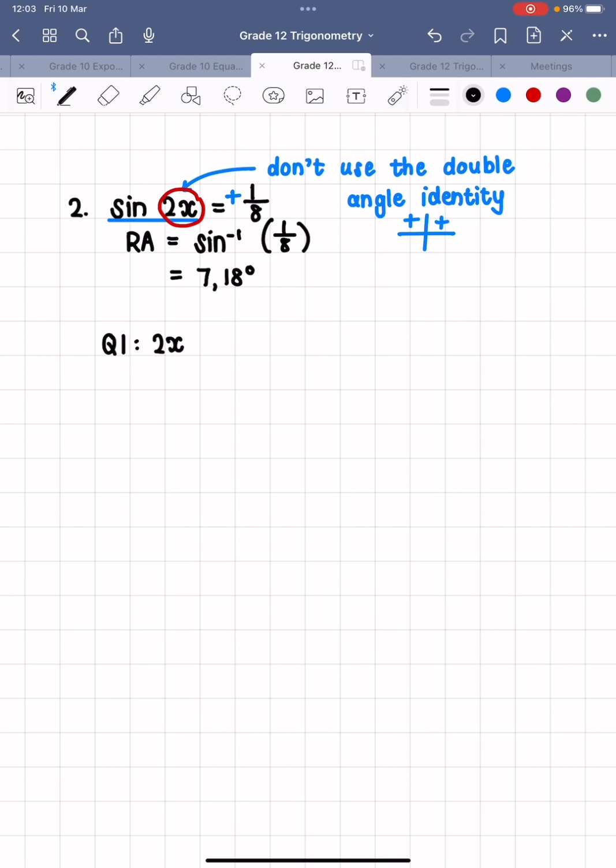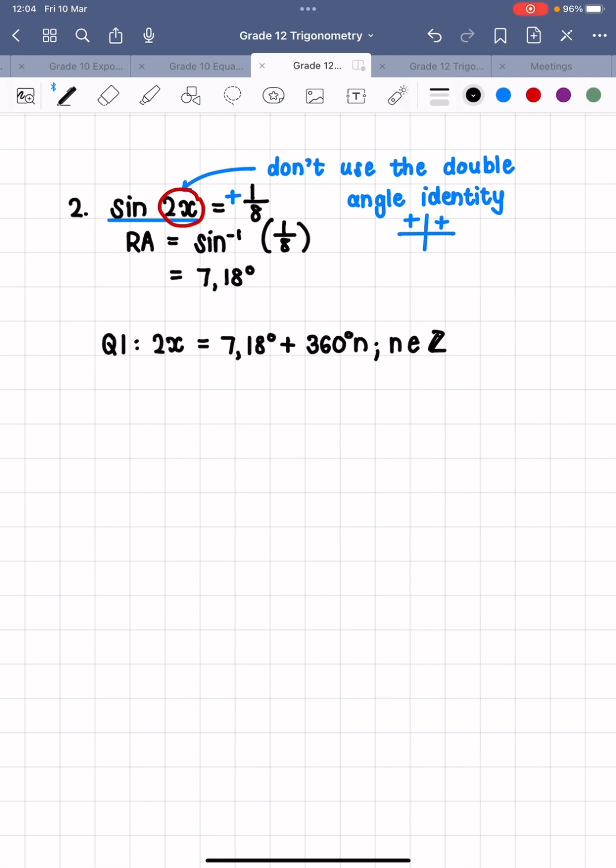So now we're going to say 2x is equal to, what do I do in the first quadrant? It's just the reference angle, right? So I'm just going to have 7,18 plus still 360n because we're working with sine again, and the period of sine is 360. Now, guys, I've already written n element of z in the first question, so I don't have to write it again. If you're not sure whether you should write it or not, rather just write it.